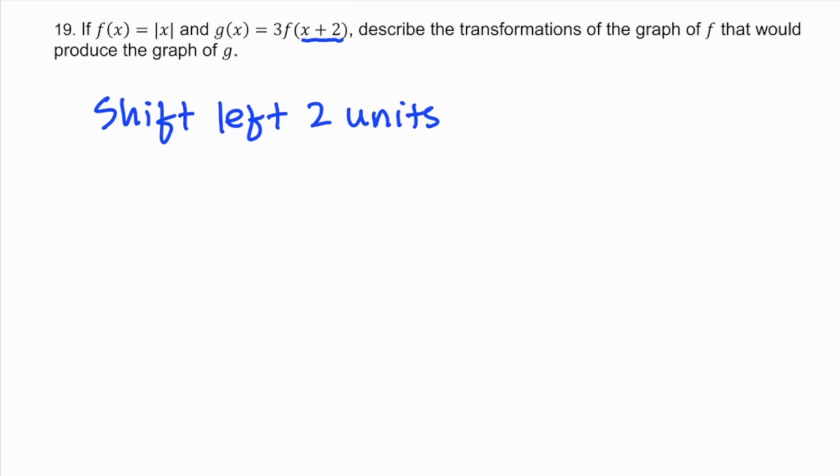And then on the outside, I'm multiplying by 3. So a transformation on the outside is going to be a vertical change. A multiplication corresponds with a stretch or a compression. And so if I'm multiplying by 3 on the outside, it's going to be a vertical stretch by a factor of 3.